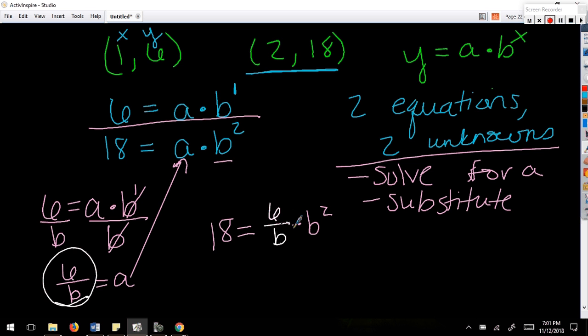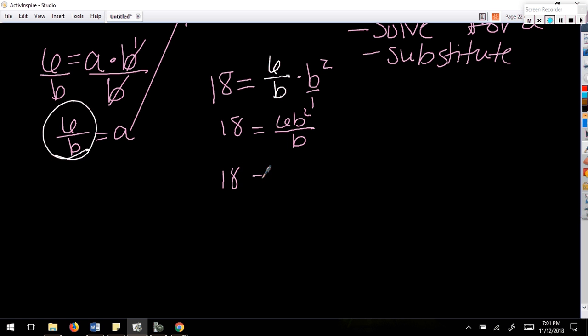Okay, so remembering that whenever I multiply fractions, I do top times top and bottom times bottom, I get 6b squared over b. And remember those properties of exponents. That means that 18 equals 6b, because I subtract those exponents. Now if 18 equals 6b, then if we divide by 6 on both sides, b must equal 3. Okay, that's a pretty easy solve there.